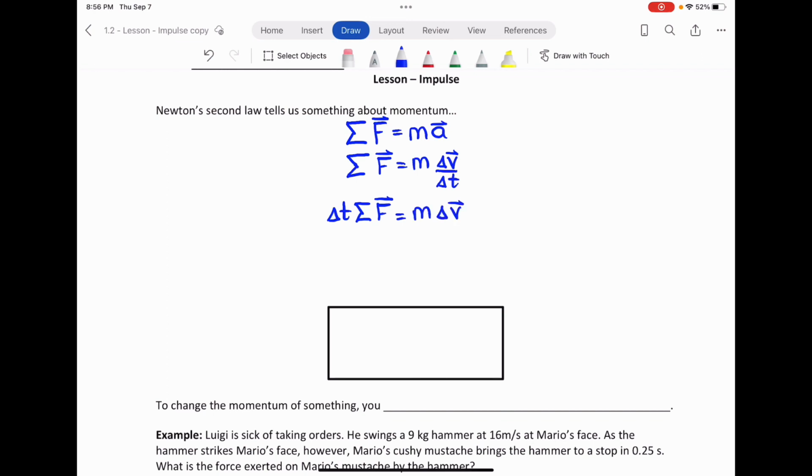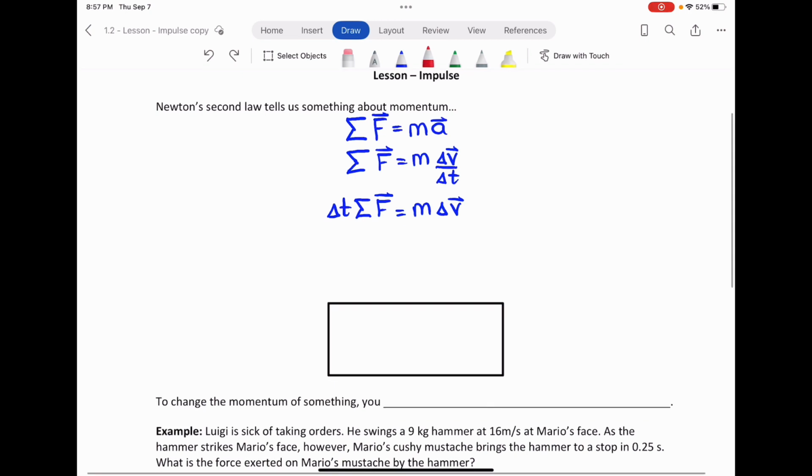Now, again, like I said, momentum doesn't appear explicitly in Newton's second law anywhere, but there is something at this point that's starting to look a lot like momentum. Remember, momentum's mass times velocity, and here we have mass times change in velocity. So although that isn't exactly momentum, it's pretty close. What that is, is change in momentum.